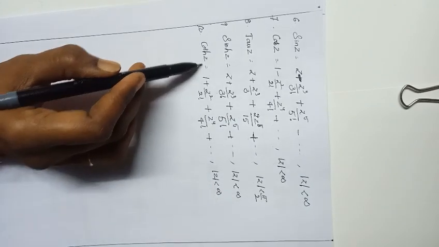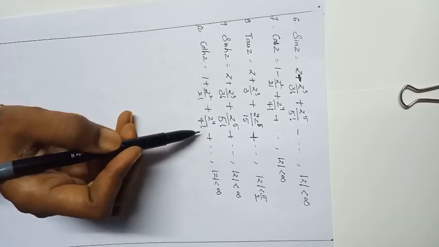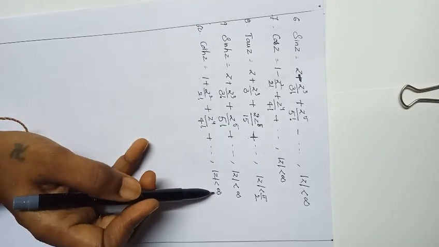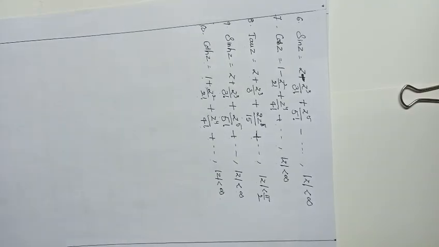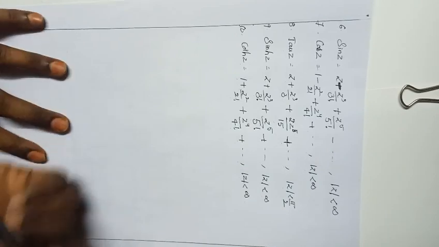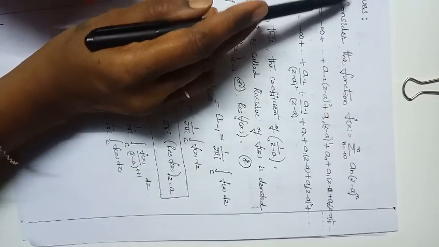Similarly, cos z, having even powers, is 1 plus z square by 2 factorial plus z power 4 by 4 factorial plus and so on. Here modulus of z is less than infinity. These are the main fundamentals to discuss residue problems. Here the main topic name is residues.